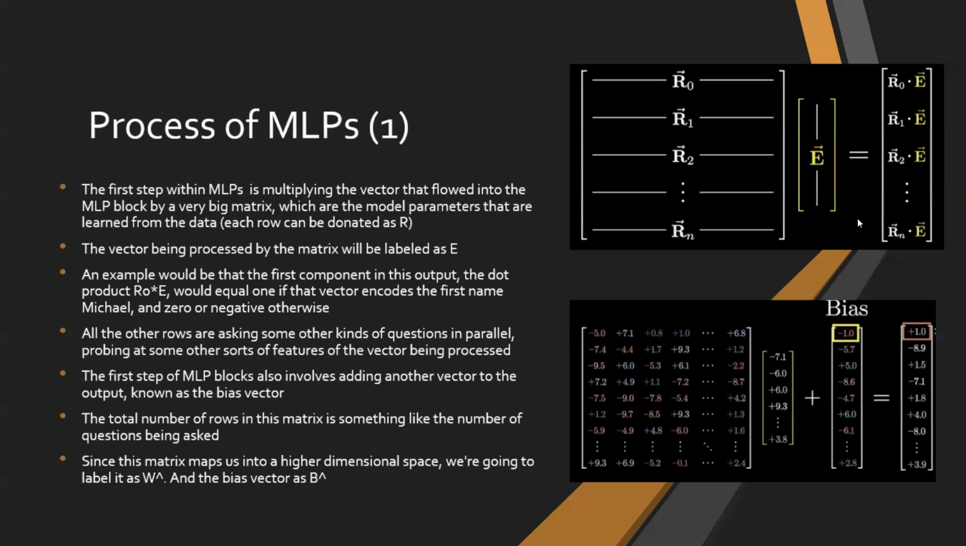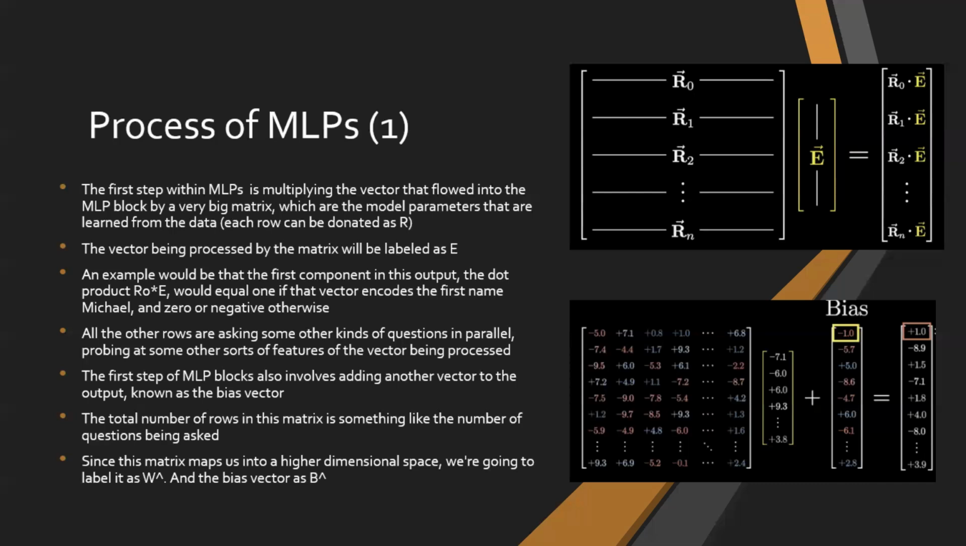So if we see in the first image, we have the very big matrix here, followed by the vector that's being processed, and it'll equal a vector made up of the dot products of the rows of the matrix with the vector being processed. An example would be that the first component in this output, the dot product R0 times E, will equal 1 if that vector encodes the first name Michael, and 0 or negative otherwise.